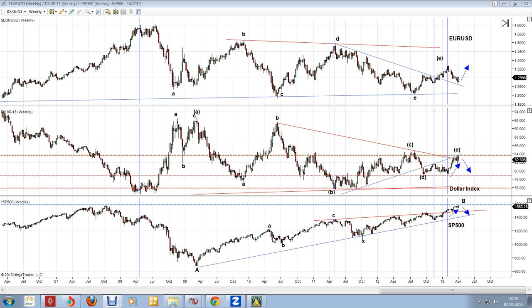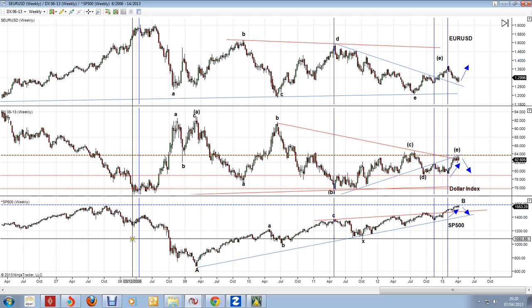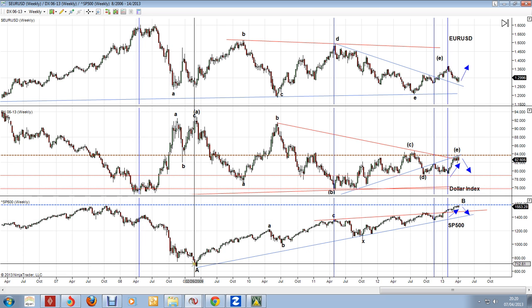Now the S&P 500, I'm using this because sometimes certain segments of these moves are much clearer on the S&P 500 than perhaps on the euro or on the dollar index. And as you go through, you will note that there are occasions where the dollar index is going up and the S&P 500 is coming down.